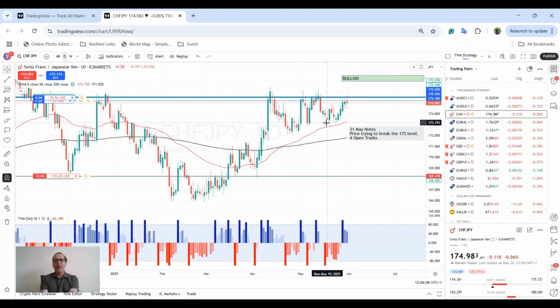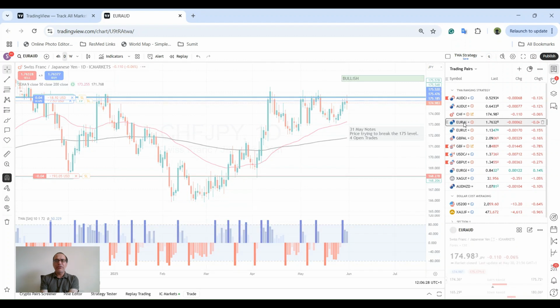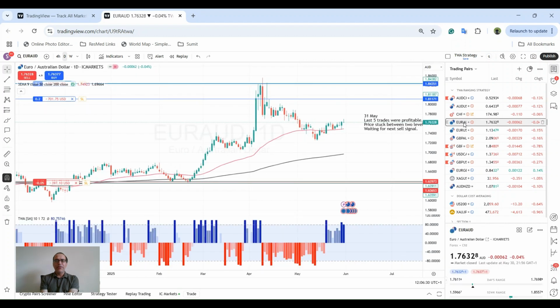If it moves up, it will help close all the buy trades. If it moves down, we will get into a new sell trade and see how that goes. But again, 4 trades open, so you need to make sure that you have the right lot size and the margin available.